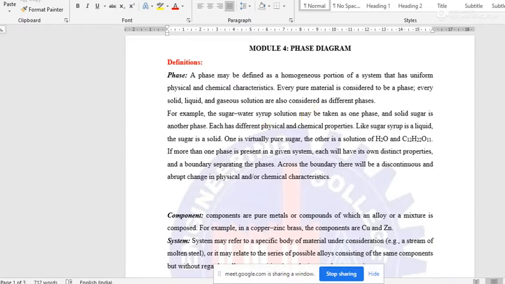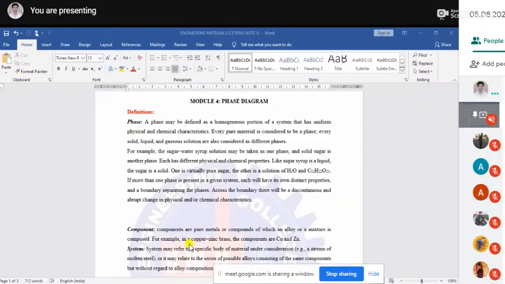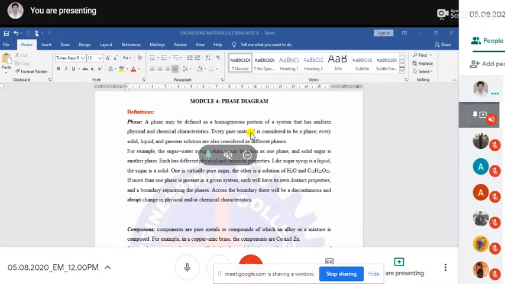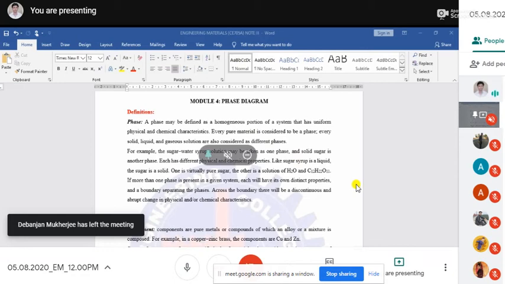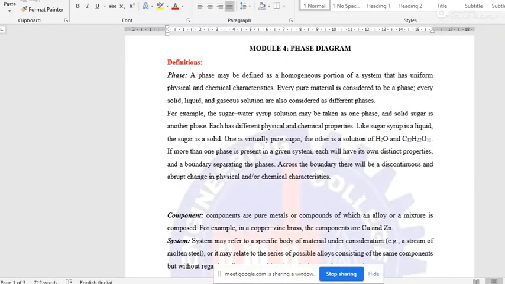Now, for an example, you may take a simple example like sugar water syrup. In sugar water syrup, you may take that syrup as a single phase, because the sugar is in a dissolved condition, and obviously the syrup or the mixture is homogeneous, and that sugar water syrup will be considered as a phase.